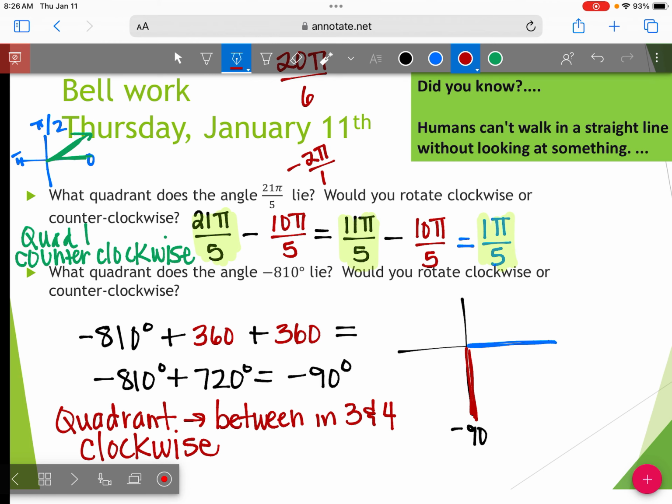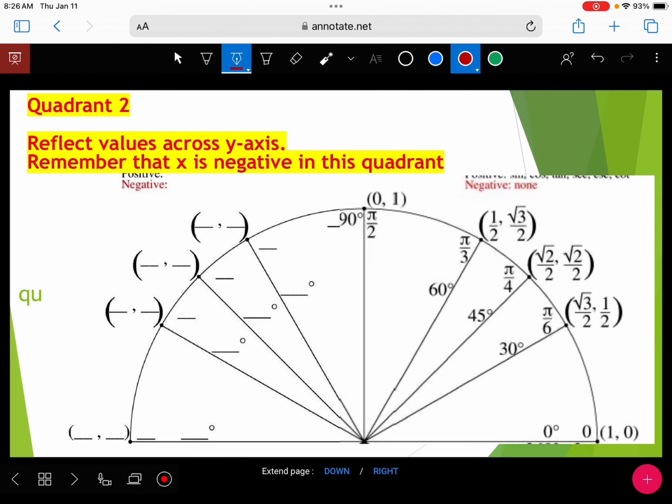Let's fill out quadrant 2. Take out those unit circles. So we filled out quadrant 1. So this is what your unit circle should look like right now. So I just want you to know that when you go to quadrant 2, if you memorize quadrant 1, you really have the entire unit circle memorized because you're just doing a reflection, okay?